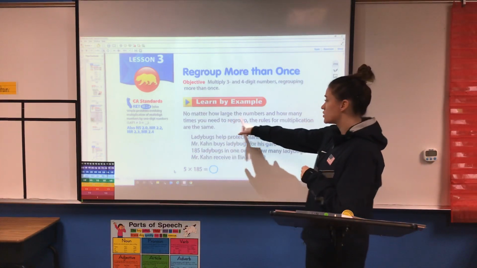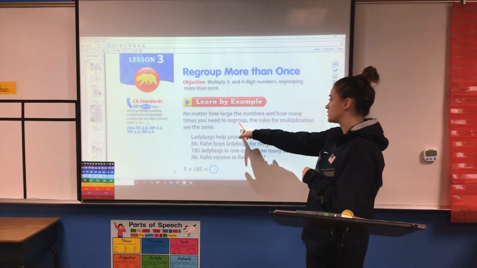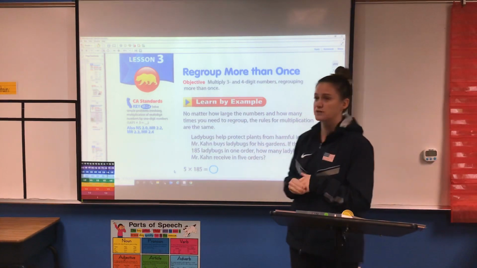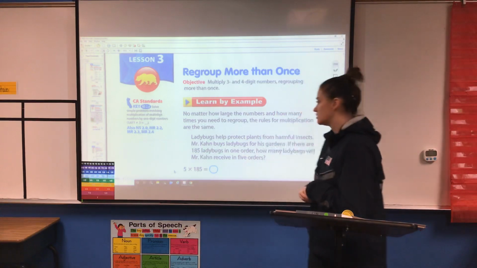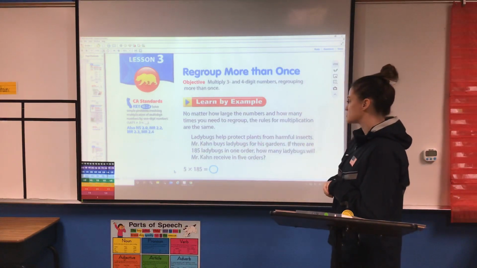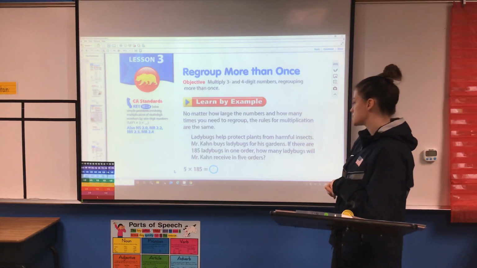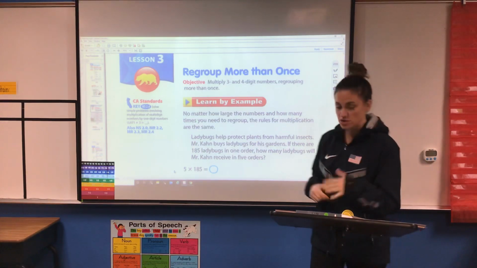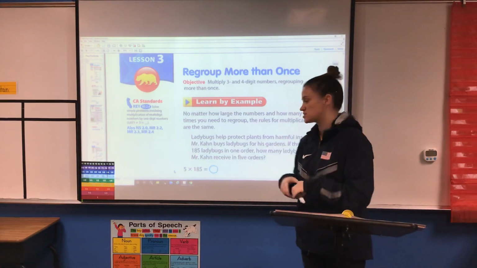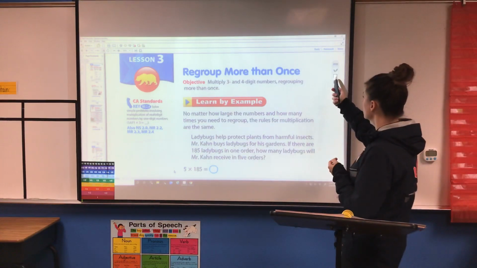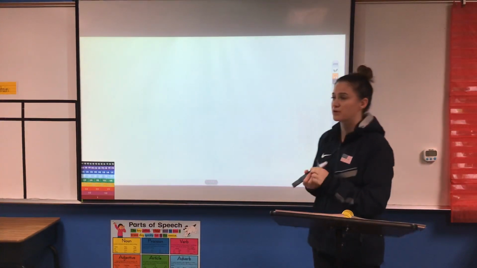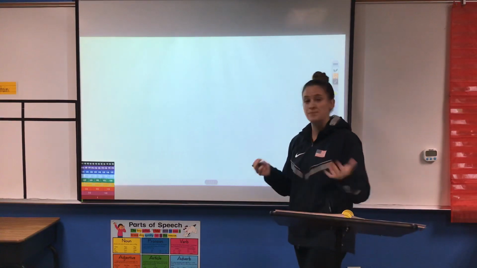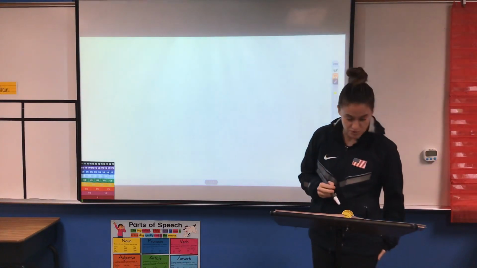It says no matter how large the numbers and how many times you need to regroup, the rules for multiplication will remain the same. Ladybugs help protect plants from harmful insects. Mr. Kwan buys ladybugs for his gardens. If there are 185 ladybugs in one order, how many ladybugs will Mr. Kwan receive in 5 orders? So this is still the hundreds digits. It's what we've been doing. If you have a piece of scratch paper or a whiteboard, or you have a whiteboard app, you could go ahead and work this problem with me.